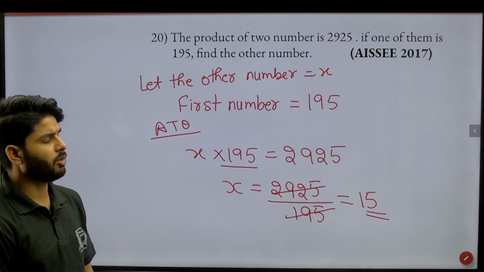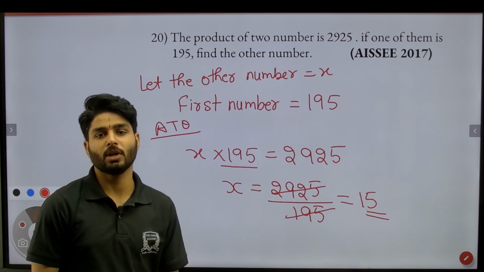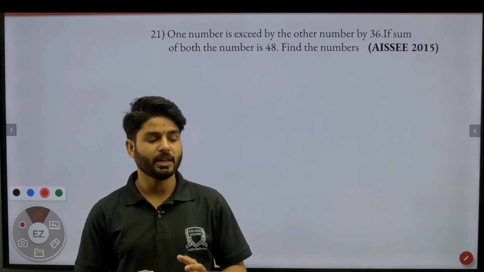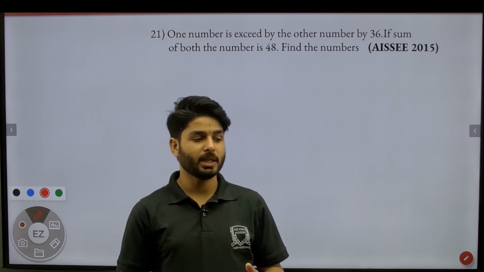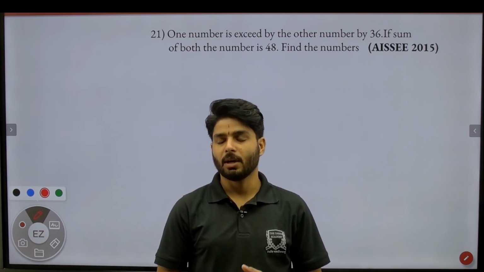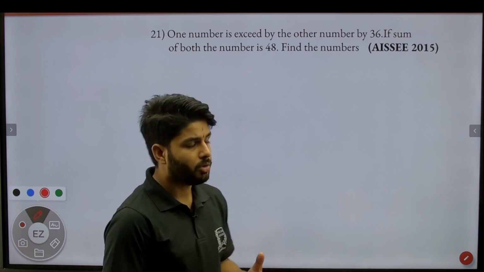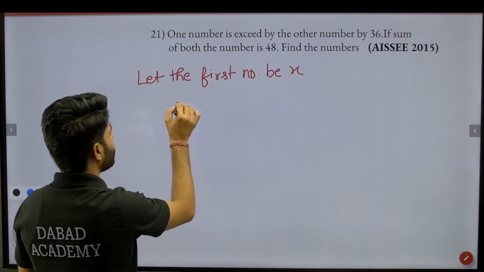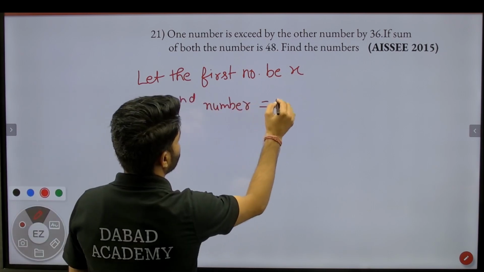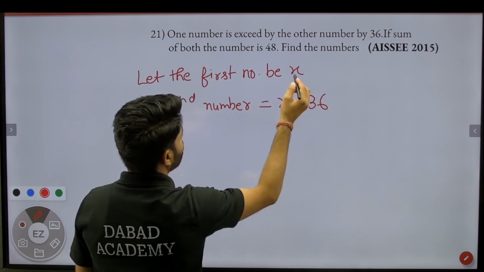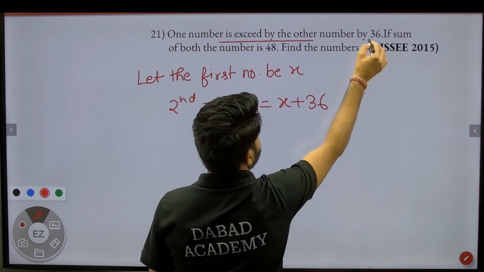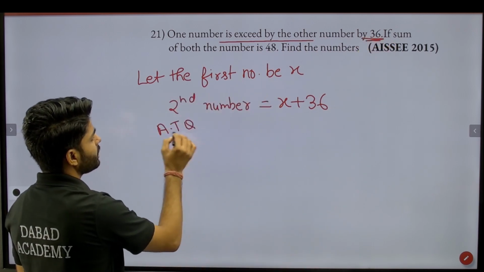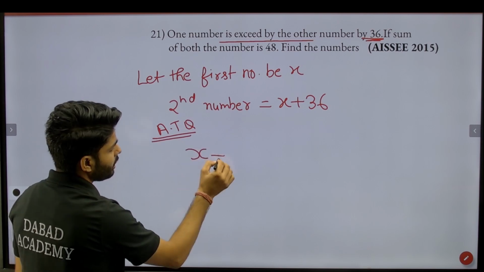This is a question from the All India Sainik School Entrance Exam 2017. One number exceeds the other number by 36. If the sum of both numbers is 48, find the numbers. We have to find both numbers. Let's suppose the first number is x, so the second number will be x plus 36, because this number exceeds the other number by 36, and according to the question, the sum of these two numbers is equal to 48.